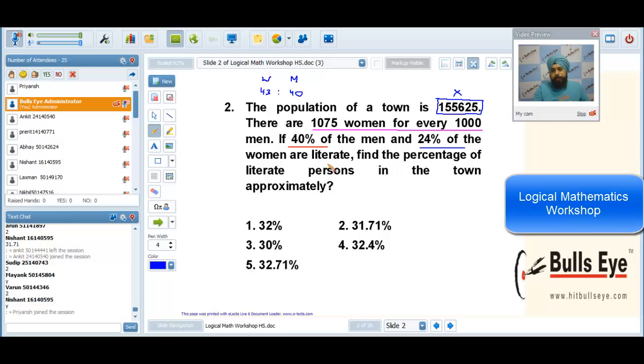So students, actually what you need to do is you need to take 40 men out there who have a literacy rate of 40%.